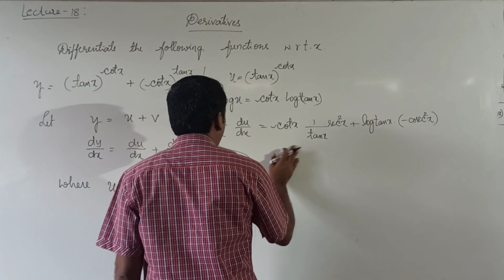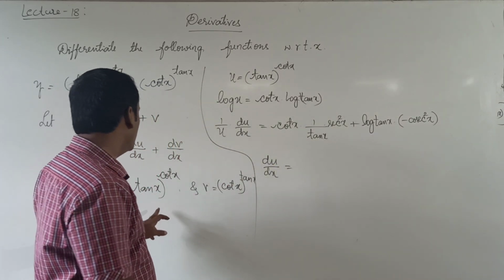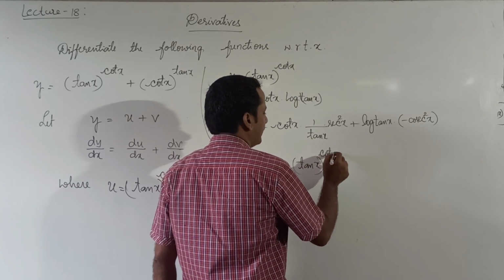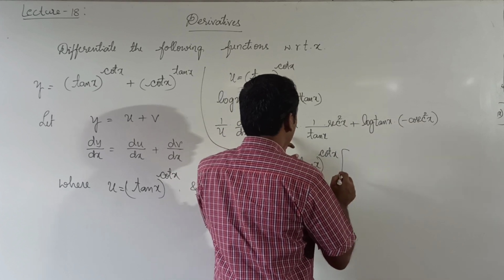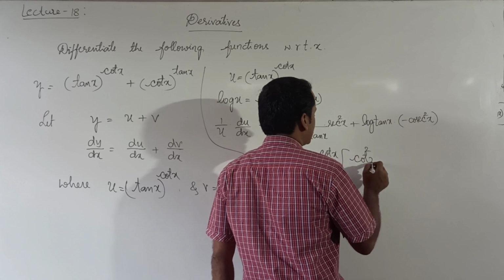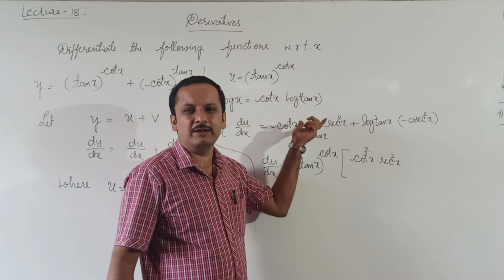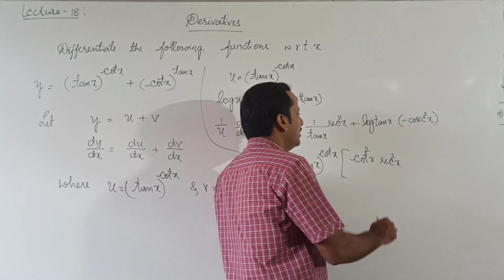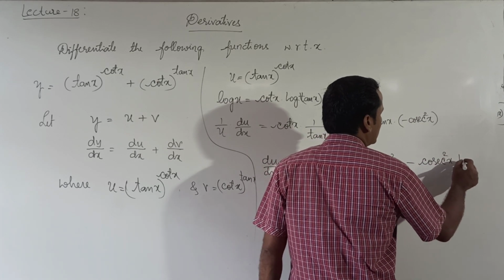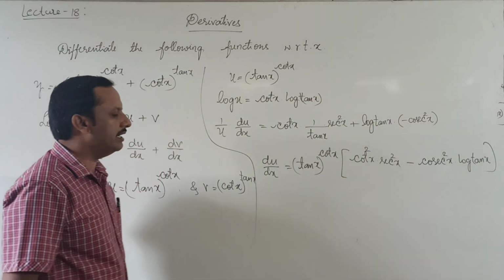Okay, so that means du by dx is equal to u into, what is u? That is, u is tan x to the power cot x, tan x to the power cot x into this function. Cot x by tan x into, or directly write cot square x into secant square x. Okay? Tan x, take it in the numerator, cot x into cot x is cot square x into secant square x minus cosecant square x into log tan x. Okay, this what we have got here is du by dx.